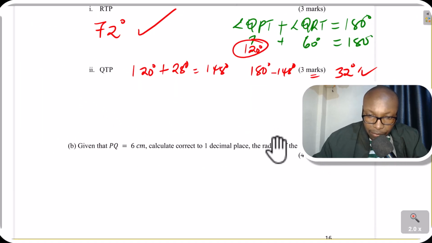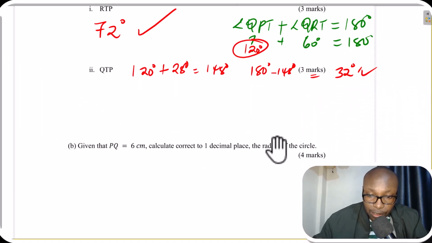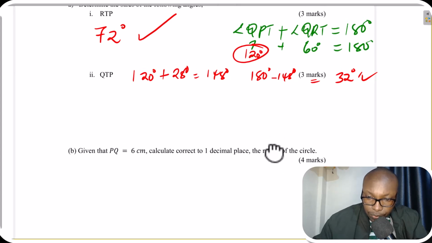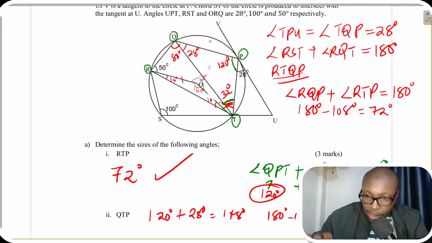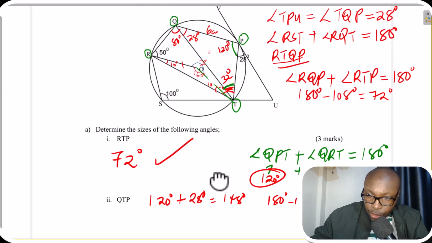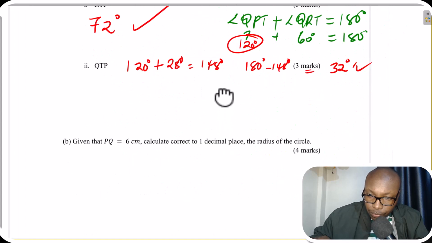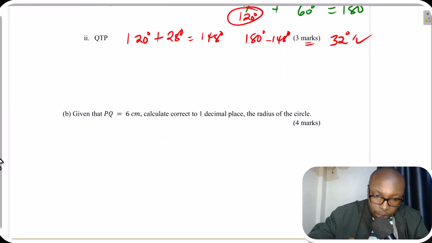Part B. Given that PQ is equal to 6 centimeters, calculate, correct to one decimal place, the radius of the circle. PQ is given here. PQ is 6 centimeters, and we are supposed to find the radius of the circle. Now, I'm going to extract triangle QPT.